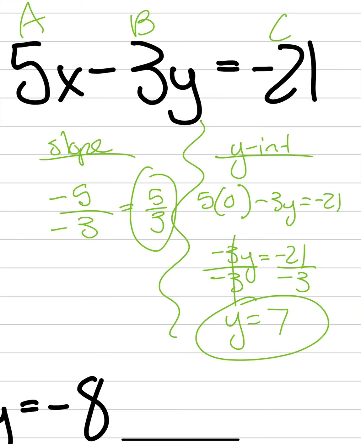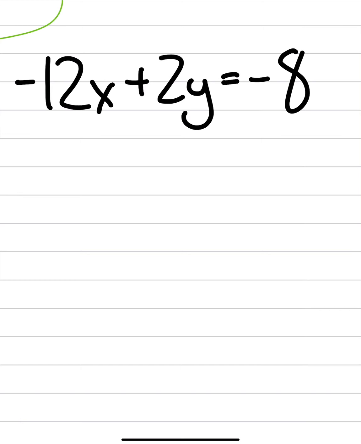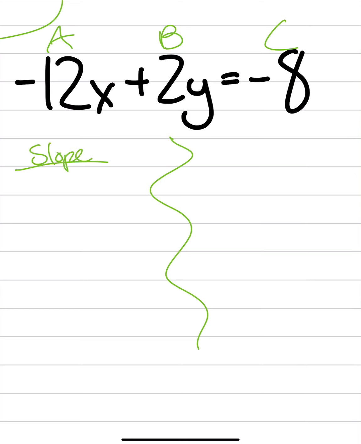Neato. One last one. We have negative 12x plus 2y equals negative 8. Alrighty. So we got a B and a C. We need a slope. Our slope is going to be the opposite A over B. So opposite A, we have a negative there, so we want the opposite of negative. That's positive 12 over 2. Okay. These will divide nicely, so we got 12 divided by 2. That's 6. And that'll be our slope.